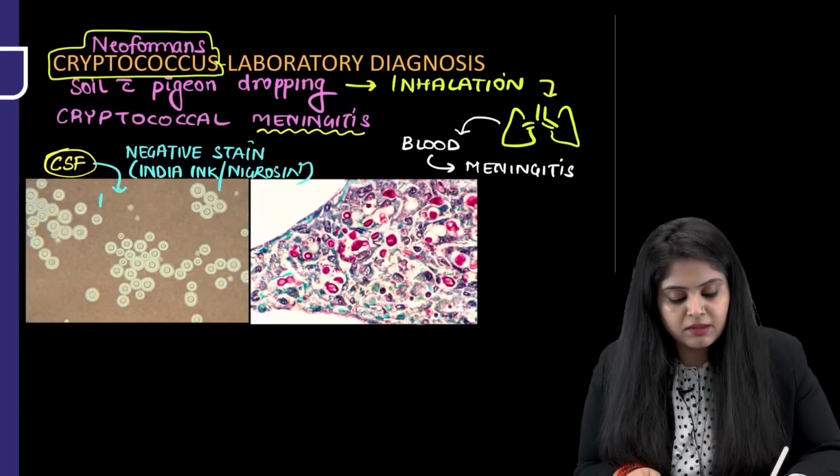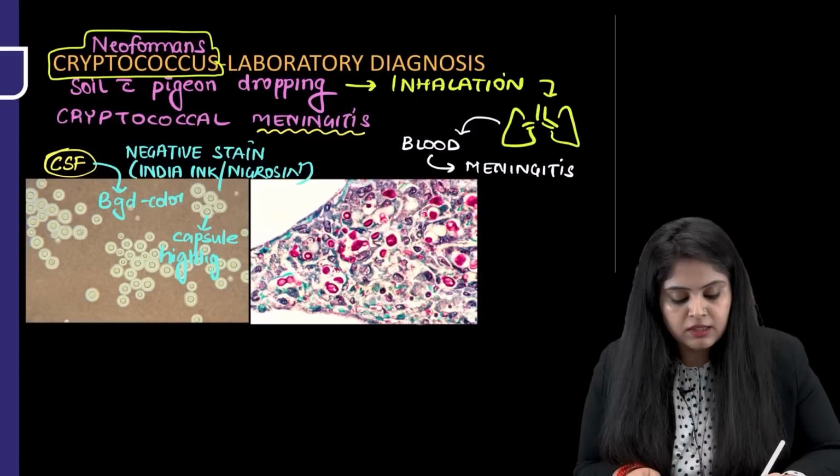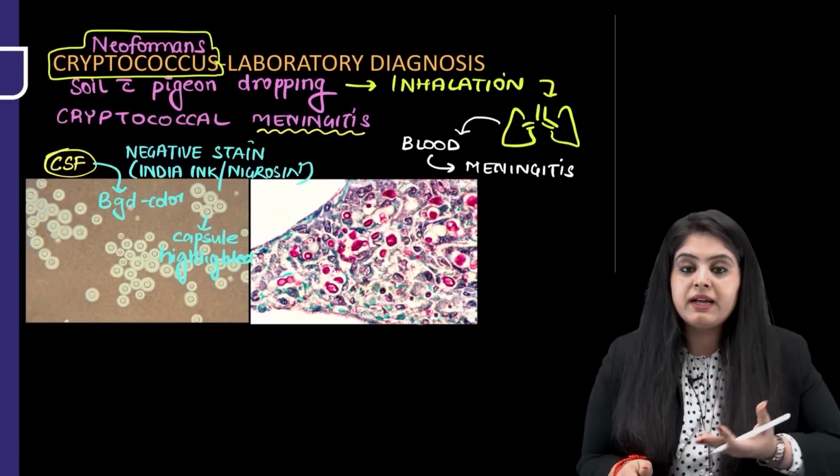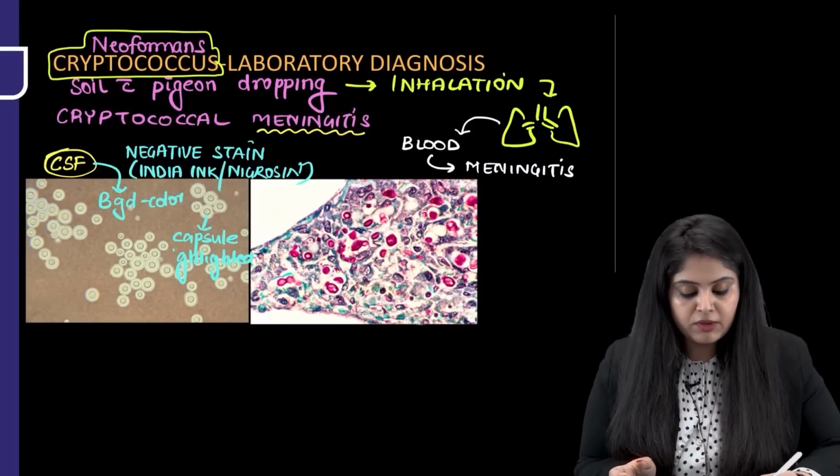So you can see, right, that the background has got the color and the capsule is unstained. The capsule has been highlighted. Capsule will not pick up the color. So capsule will be shining. So if the background has a color, the capsule will come out as highlighted.